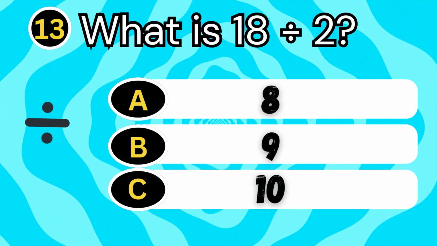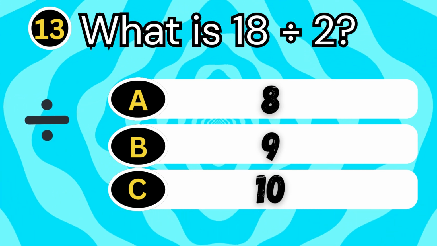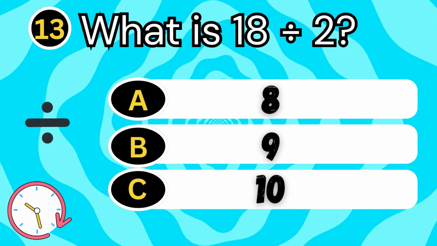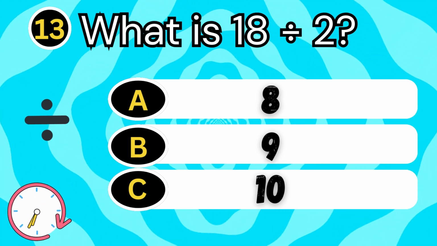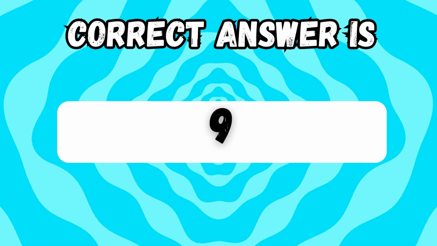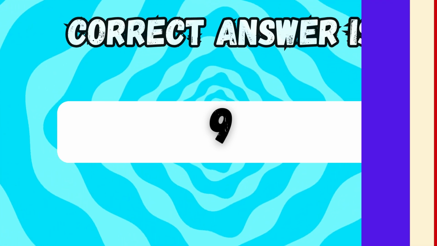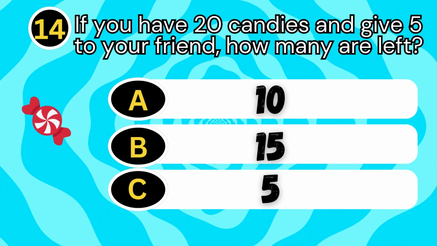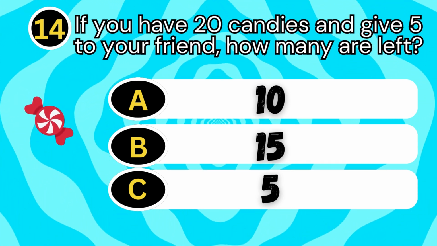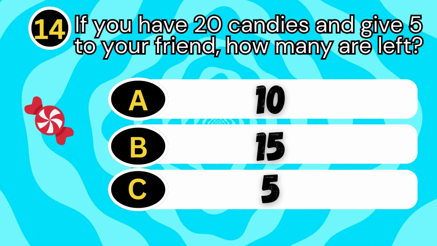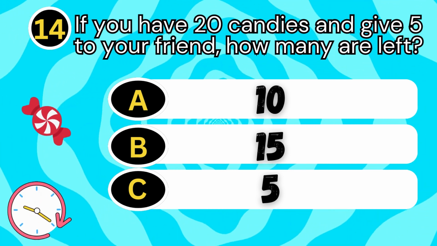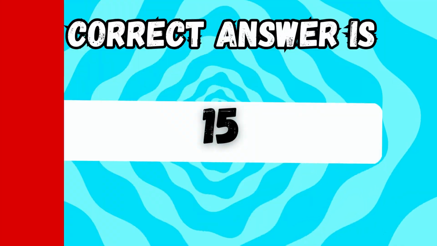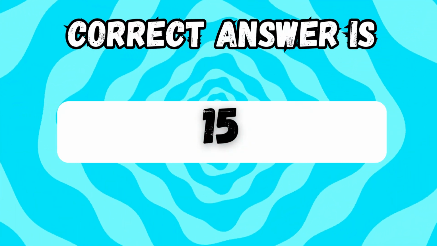What is 18 divided by 2? 8, 9, 10. The correct answer is 9. If you have 20 candies and give 5 to your friend, how many are left? 10, 15, 5. The correct answer is 15.